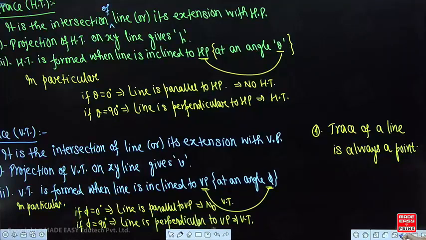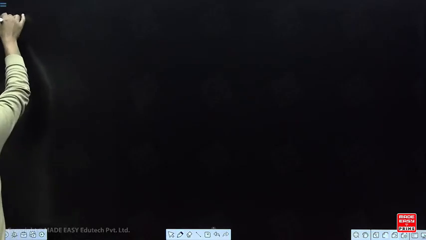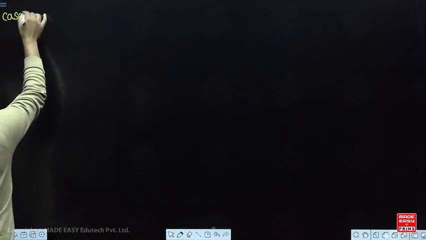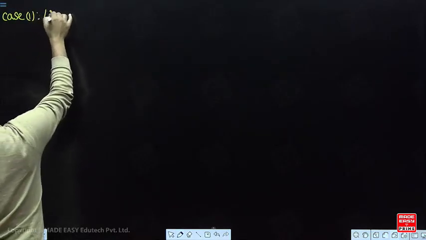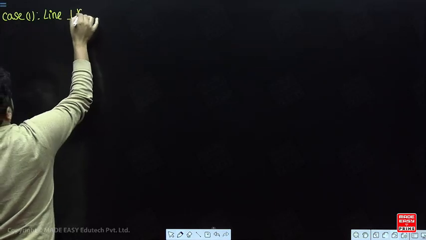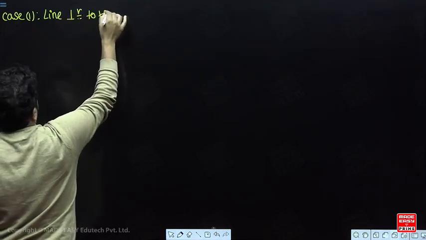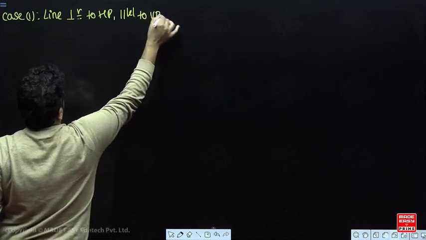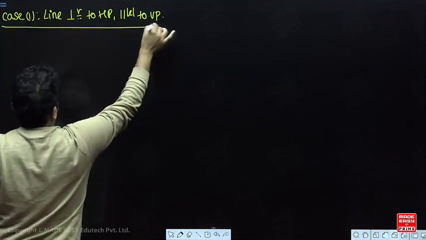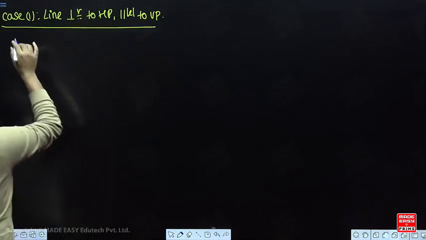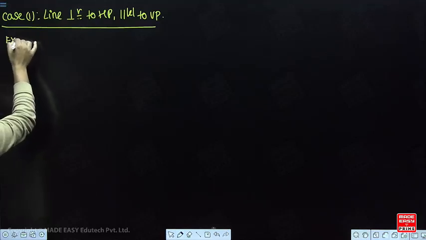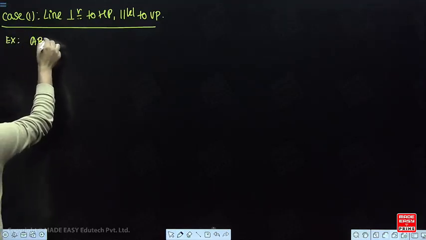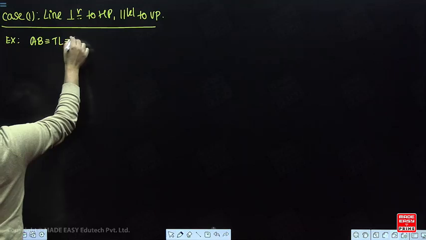So the first case I am going to deal. Case number 1. Line inclined to... line perpendicular to HP, parallel to VP. Right? Line perpendicular to HP and parallel to VP. So let us take an example. Suppose AB true length, suppose it is 50 mm.